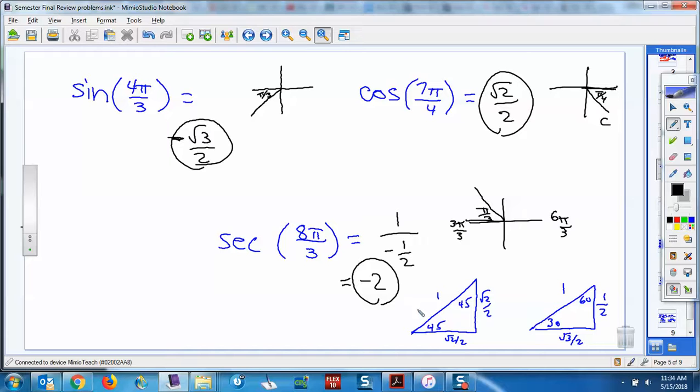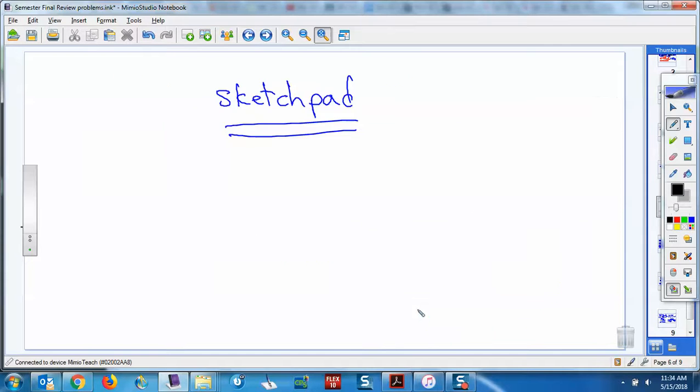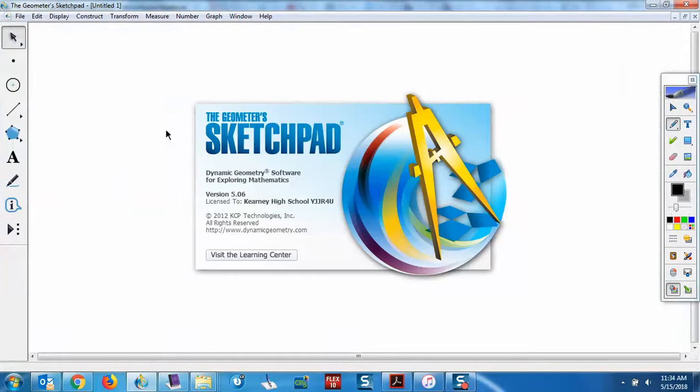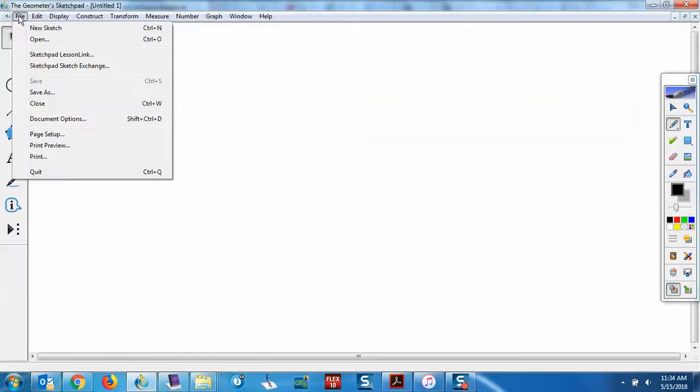But obviously on the multiple choice part, if you get a decimal, you're going to need to know, if that's the only way you have of knowing it, you're going to have to be able to know what that is as a fraction in your multiple choice. Okay, so we'll just do a quick run through here on some sketchpad stuff, and then I'll let you start working.